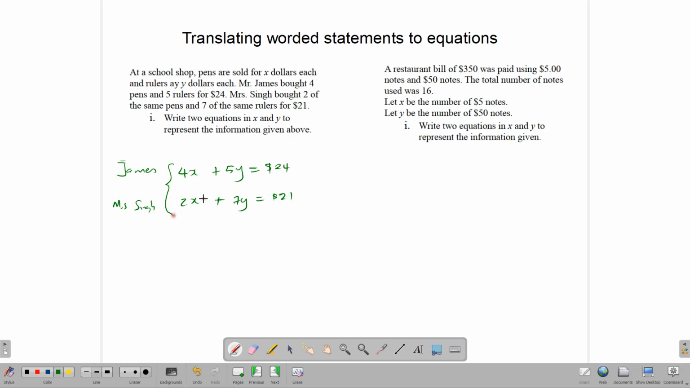These are the two simultaneous equations that result from this situation. Now the question could either go on to say solve them and find what the cost of each one is. In some cases, the question just asks you to write it.